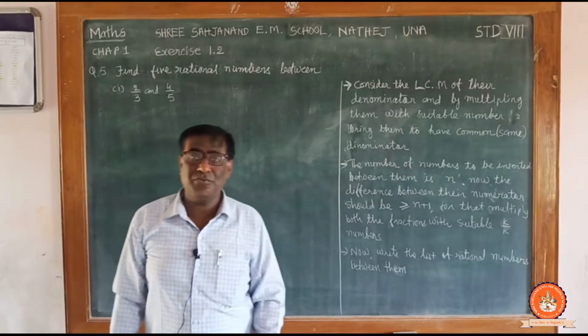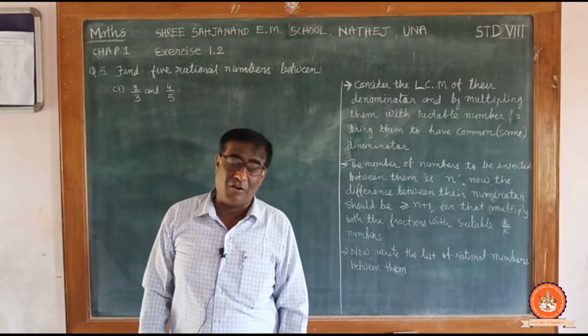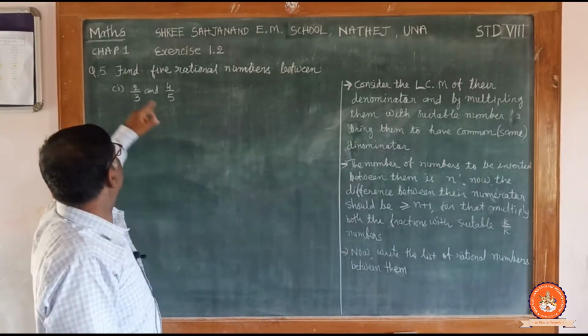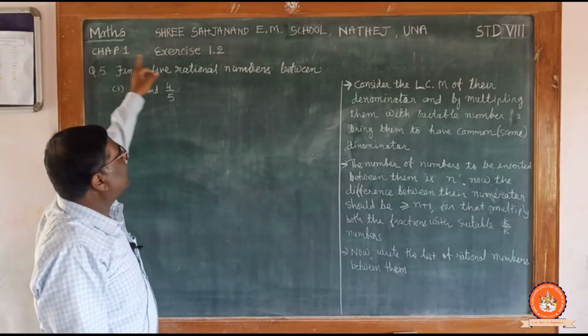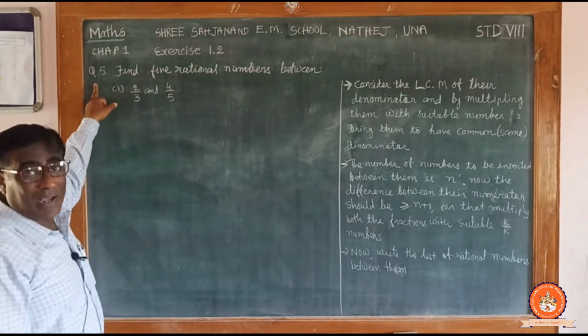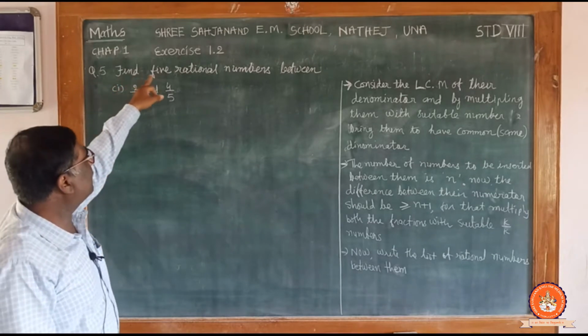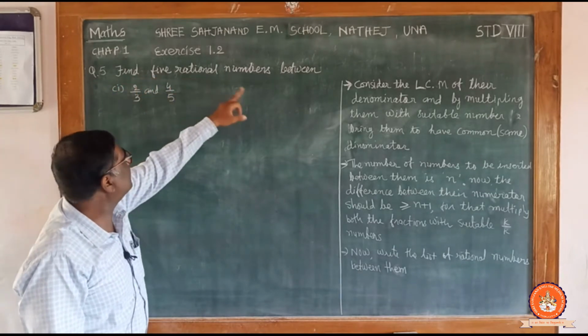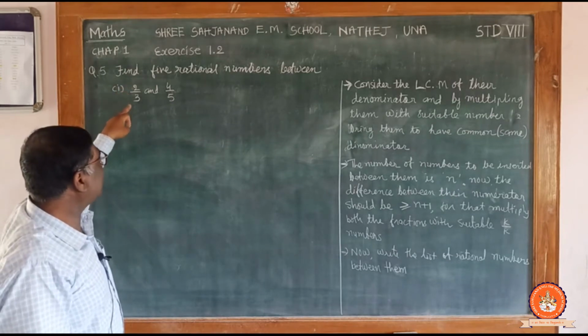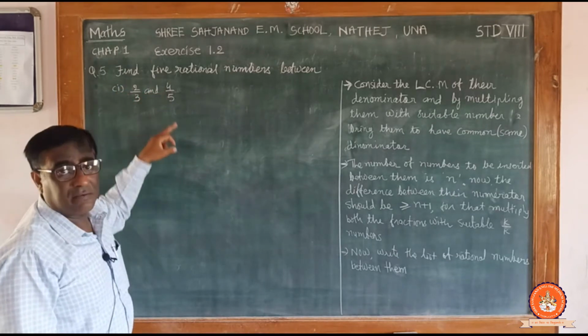Welcome to one more session of Maths for Standard 8, Chapter number 1, Exercise 1.2, Question number 5. Find 5 rational numbers between, the first one is between 2 by 3 and 4 by 5.